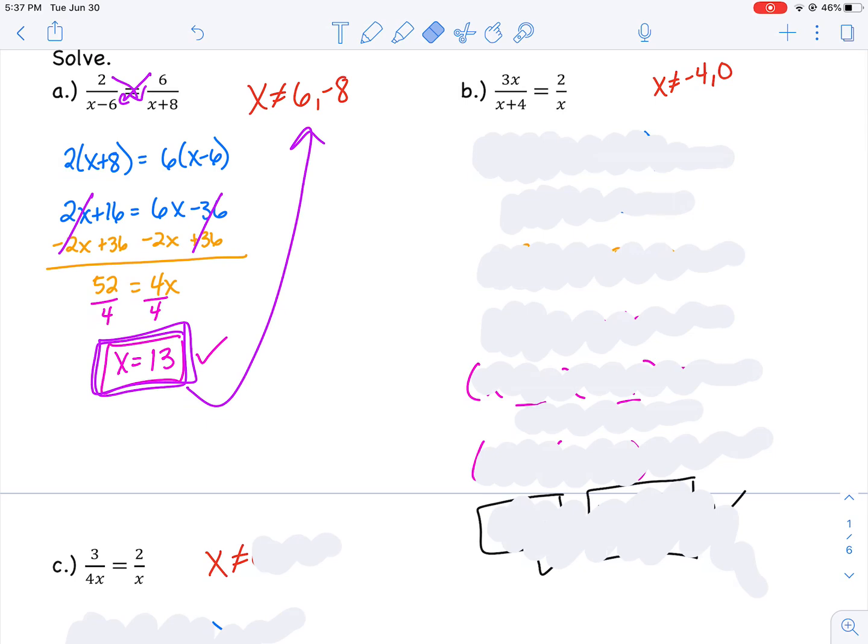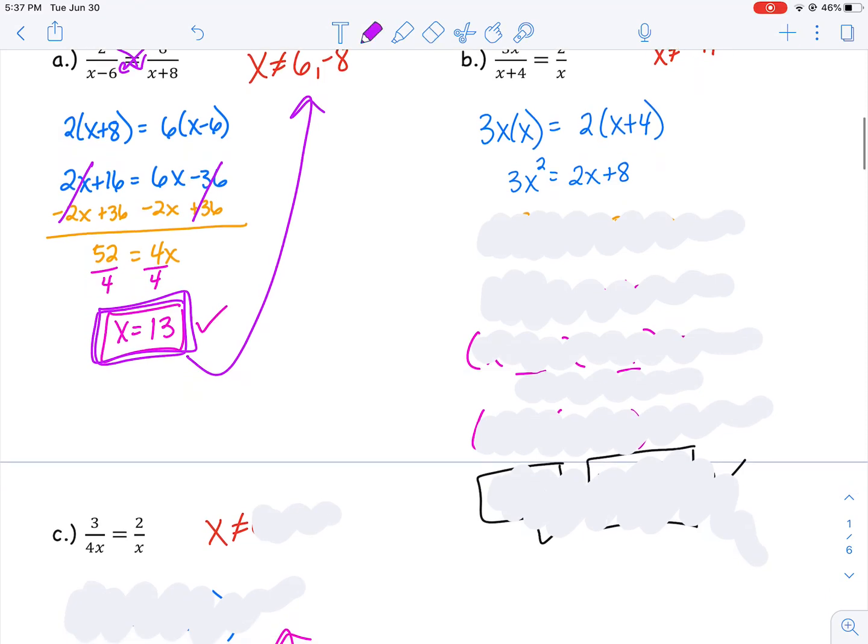Let's go ahead and solve this proportion by cross multiplying. We should be able to take the 3x times the x and set it equal to 2 times x plus 4. A 3x times x is a 3x squared. When I distribute the 2, I end up getting a 2x plus 8. And now you notice on this polynomial, we have an x squared, an x, and a constant, a number. So none of those are like terms, but it looks like it's a quadratic, right?